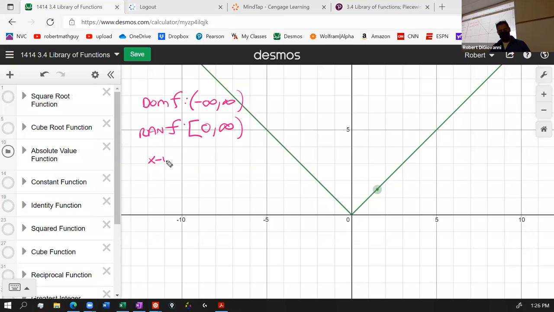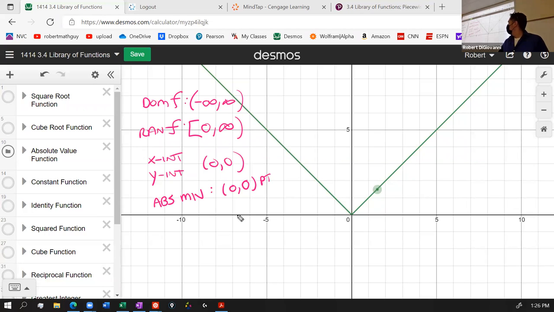Okay, so the x-intercept is also the y-intercept, right? And that happens at 0, 0. And you said you have an absolute minimum. It happens at zero. And what is the value? Zero. So I like to write them as points, because if I write the absolute minimum as a point, then I'm giving you not only where it happens, but what it is. Okay, good, good. We'll move on.